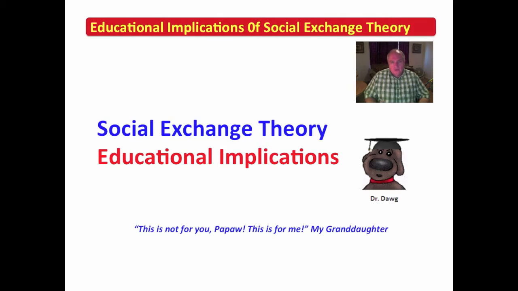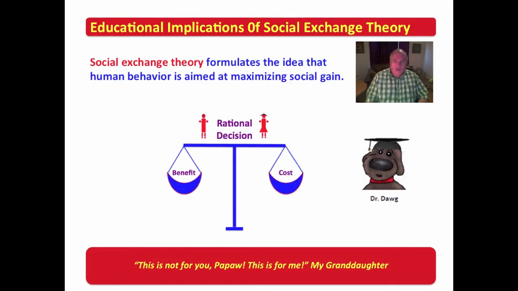And in order to conclude this series, we will spend a few moments examining the educational implications of social exchange theory. And we will proceed to recall what social exchange theory really formulates. For social exchange theory formulates the idea that human behavior is aimed at maximizing social gains.